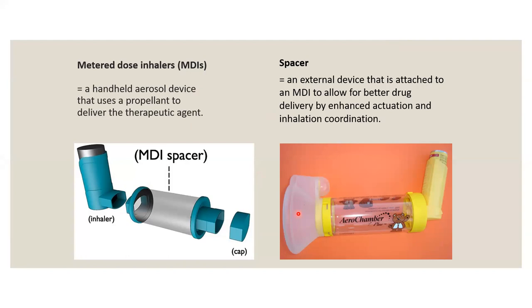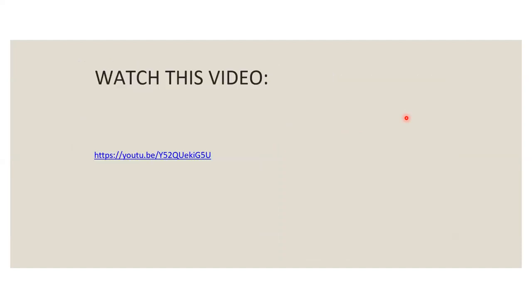And a spacer is an external device that is attached to an MDI to allow for better drug delivery by enhanced actuation and inhalation coordination. That is the spacer, the tube, and the mask one. So next, let us watch how to use the inhaler.